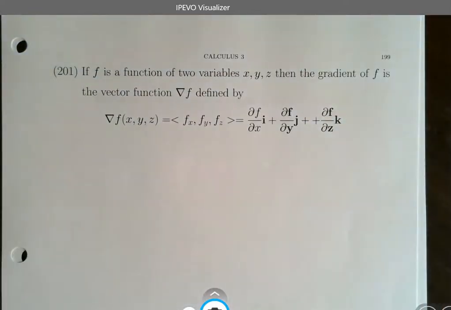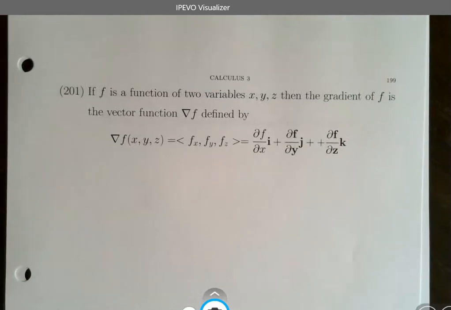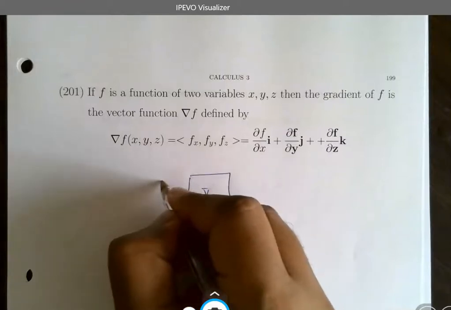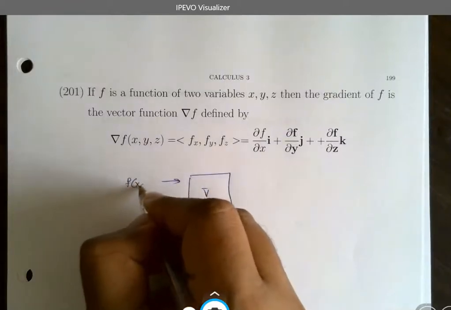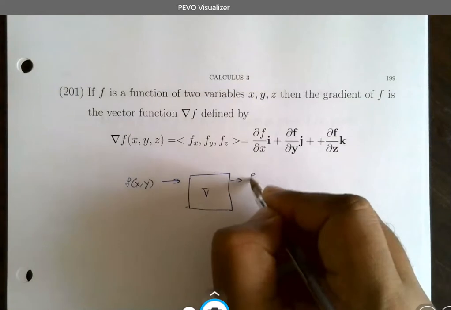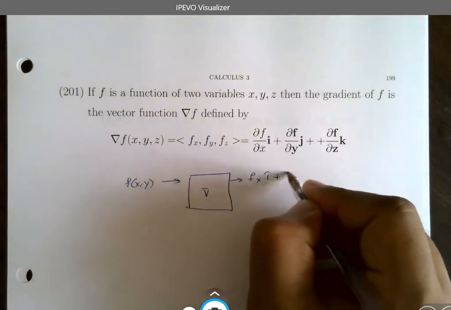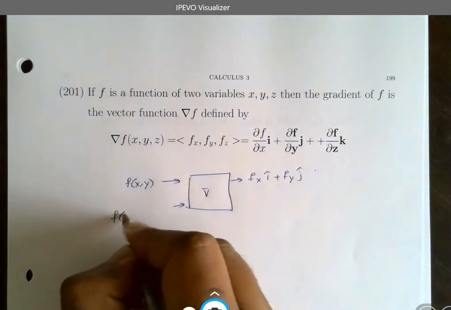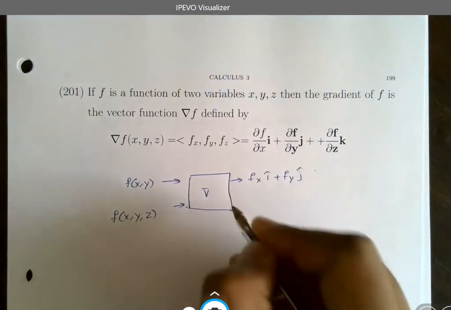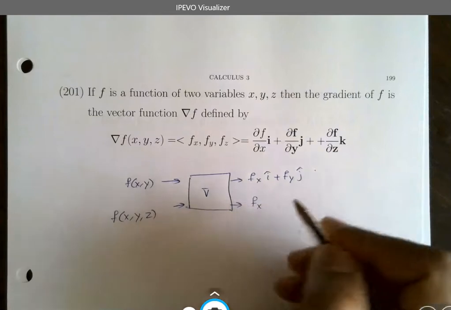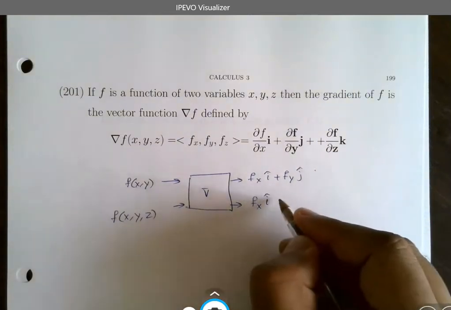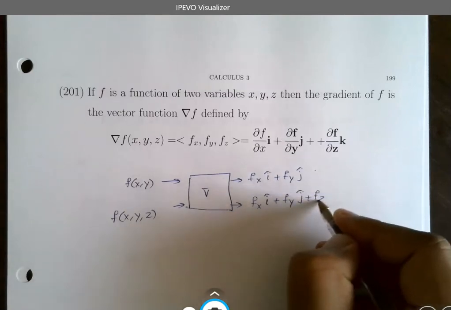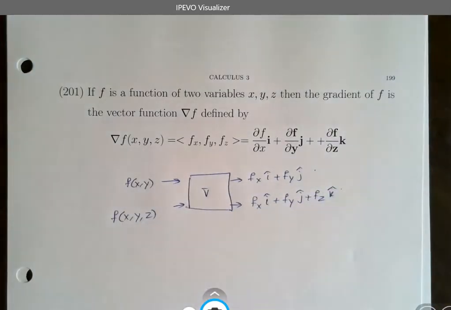And the gradient, I told you, right? Recall that gradient is like a box. If you have a function f of x, y going in, then your output is fx i plus fy j, a two-dimensional vector. If your input is a function of three variables x, y, z, then your gradient is a three-dimensional vector, fx i plus fy j plus fz k. That's what they're referring to here. We did that.